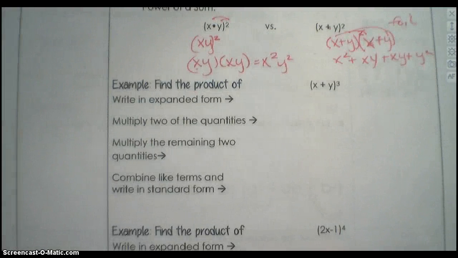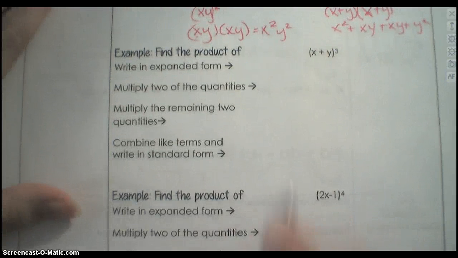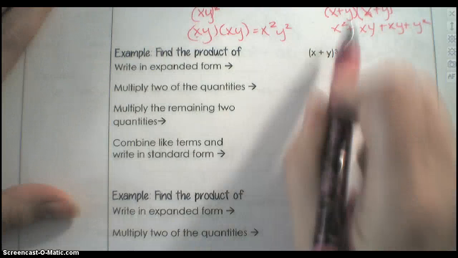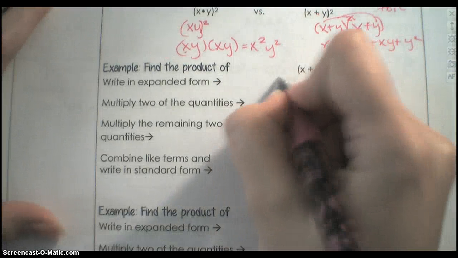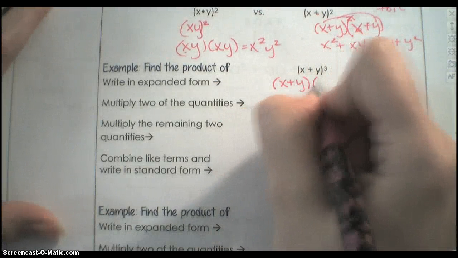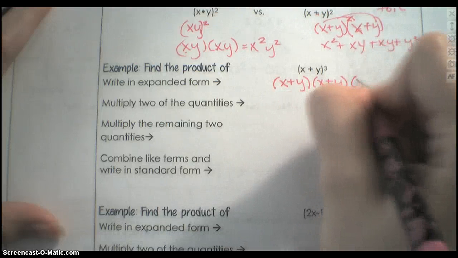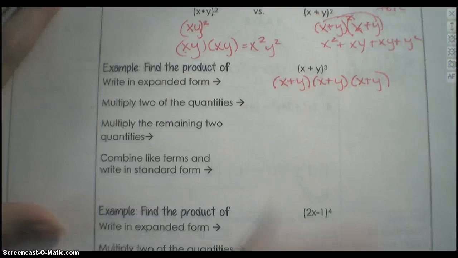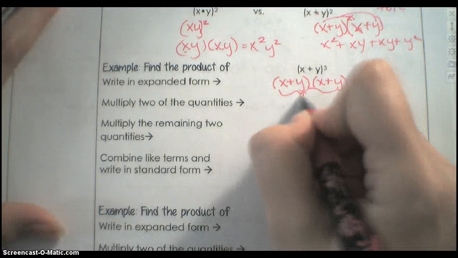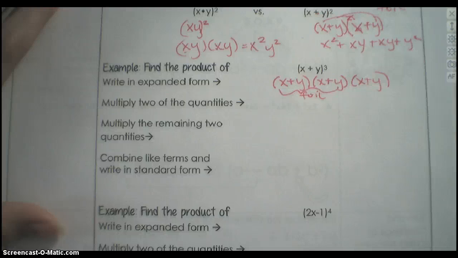So let's take a look at this example. So when we have something to the 3rd, we've got to basically write it out times itself that many times. So let's just write it out in expanded form. Times itself 3 times. Now we're going to multiply 2 of them. So basically we're just going to FOIL those first 2.